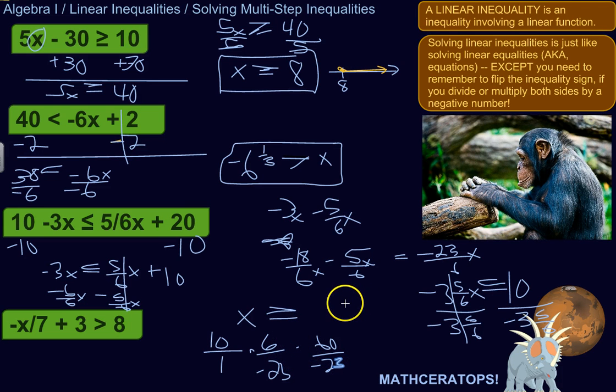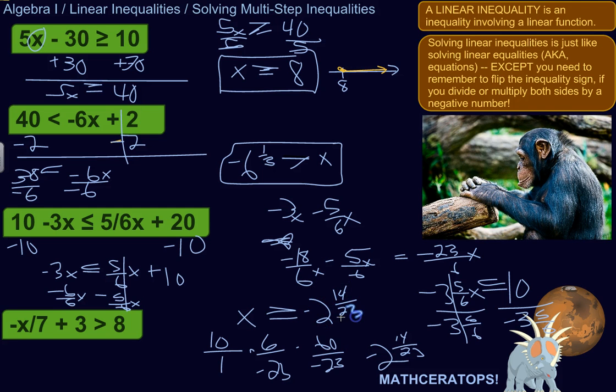Which, let's see, 23 is a prime number, so we can't reduce that. We could turn it into a mixed number, though. 23 goes into 60 2 times. It's going to be a negative number 2 times, so that'd be 46. And then there's 14 left over after that, so 14/23rds. So x is greater than or equal to negative 2 and 14/23rds.